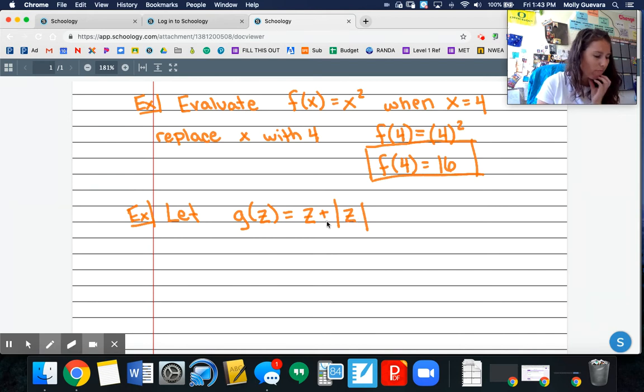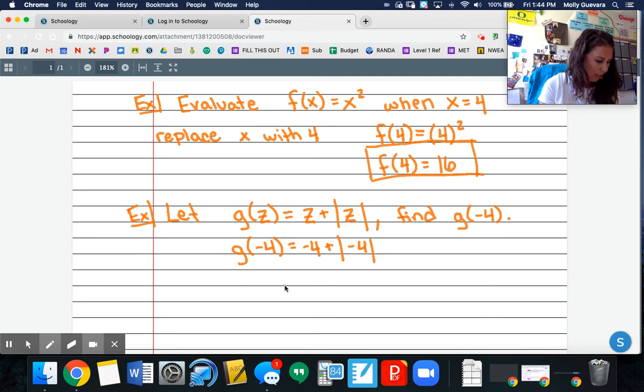Okay? And I want to find g of -4. So what this means is, hey, I want to plug -4 into the g function. Well, here's the g function, the whole thing, and I want to plug in -4. So I have g of -4, and I'm just plugging in -4. So -4 plus the absolute value of -4.